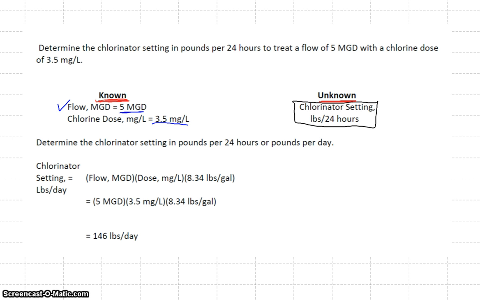So then, if we go through and we solve our problem, when we determine the chlorinator setting in pounds per 24 hours, we'll use the pounds formula directly, as we need the flow, the dosage, and our constant 8.34 pounds per gallon. Using our known values of 5 mgd, 3.5 milligrams per liter, and 8.34 pounds per gallon, we multiply all three parts together and come up with a final dosage or chlorinator setting of 146 pounds per day.